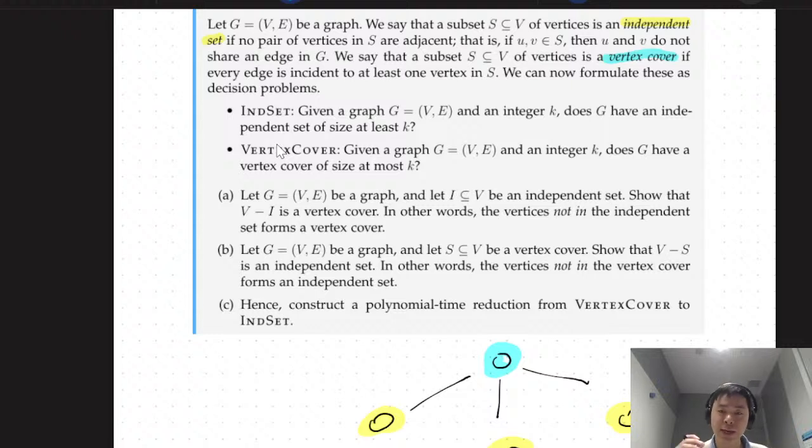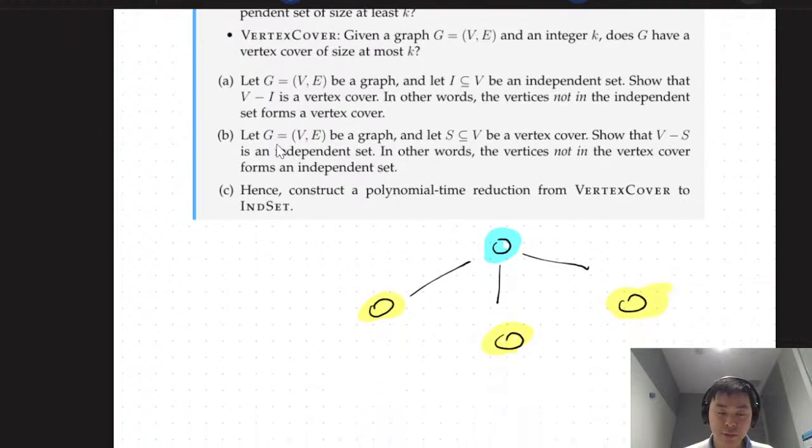So in fact, we'll look at the maximum independent set, which is to say the maximum number of vertices that is also an independent set. And for vertex cover, we want to find a vertex cover that minimizes the number of vertices. Okay.